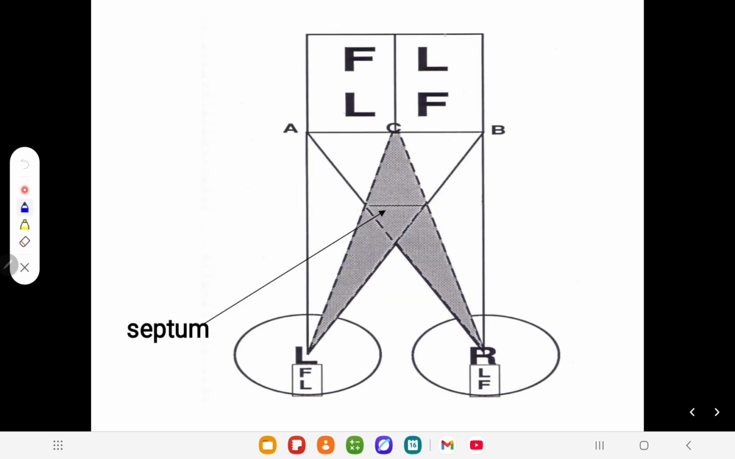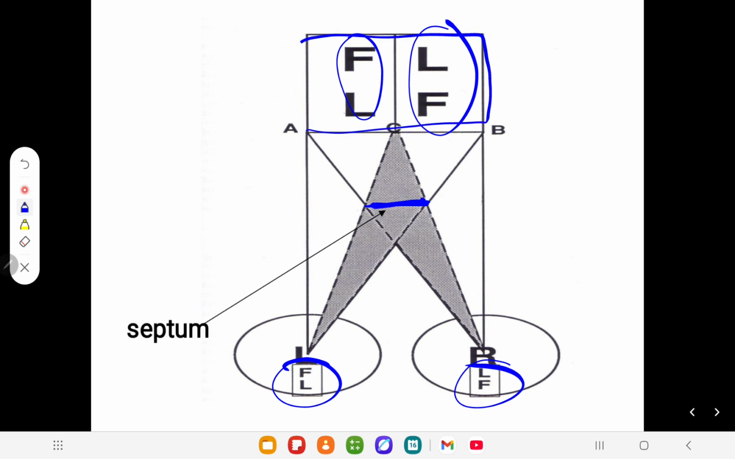So basically this is the chart. The F and L are directed toward the left eye, and L above and F below make the image in the right eye. That's how this septum works. So this basic frame structure is binocular, isn't it? So that's the concept.